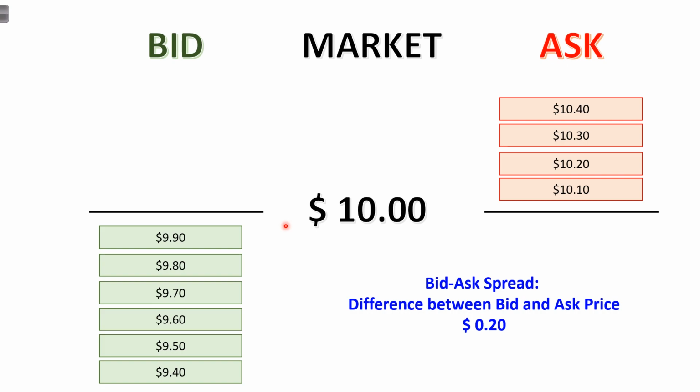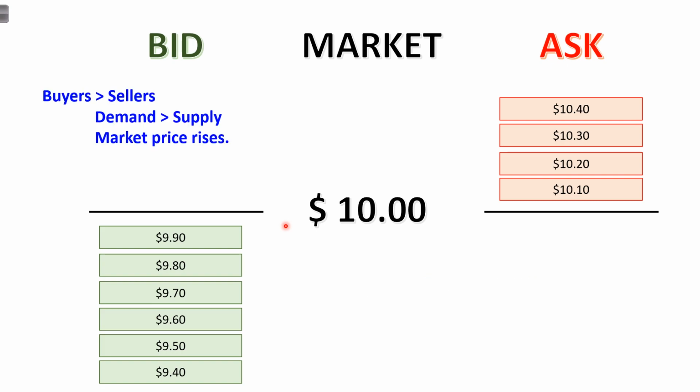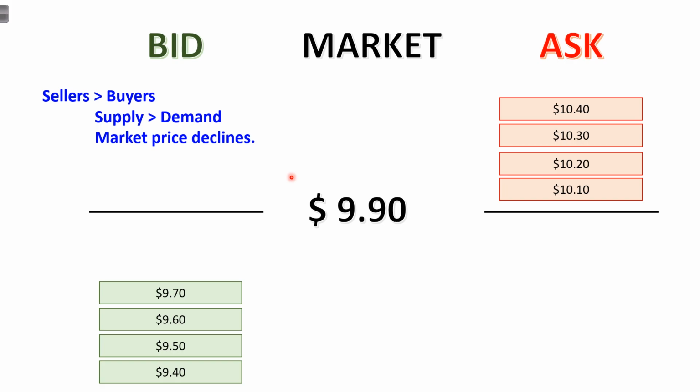If there are more buyers than sellers, we will have more demand, and some buyers will be impatient and just buy up to the ask price. And this therefore causes the market price of the stock to rise. And likewise, on the opposite side, if we have more sellers than buyers, supply now exceeds demand, and some sellers will be impatient and sell down to the bid price, dragging down the market price along with it.